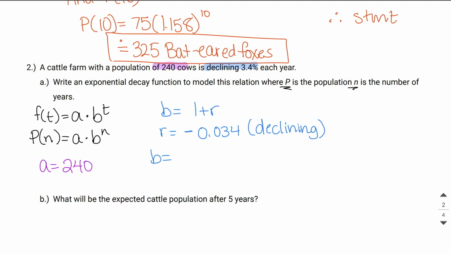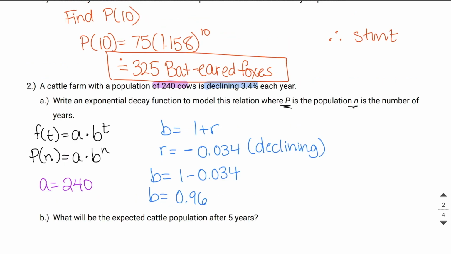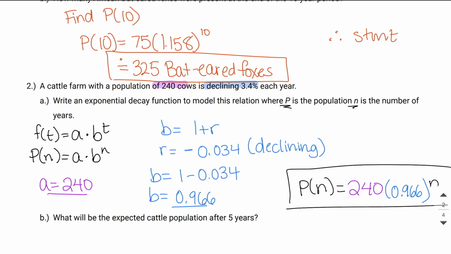So B equals 1 minus 0.034. So B is equal to 0.966. Now I can fill in all that information here, and I can say that P of n is going to be equal to the A value, which is 240, times the B value, which is 0.966, and that's all going to be raised to the power of n. So this is our exponential equation right here.